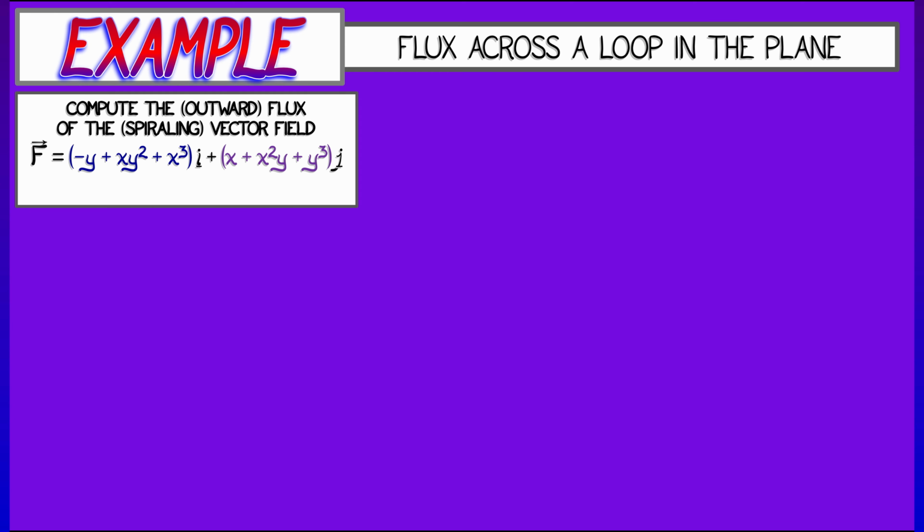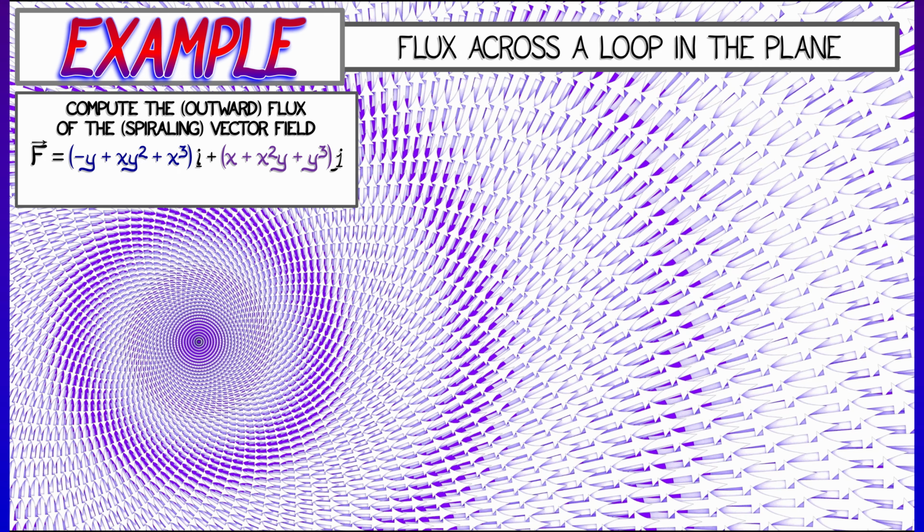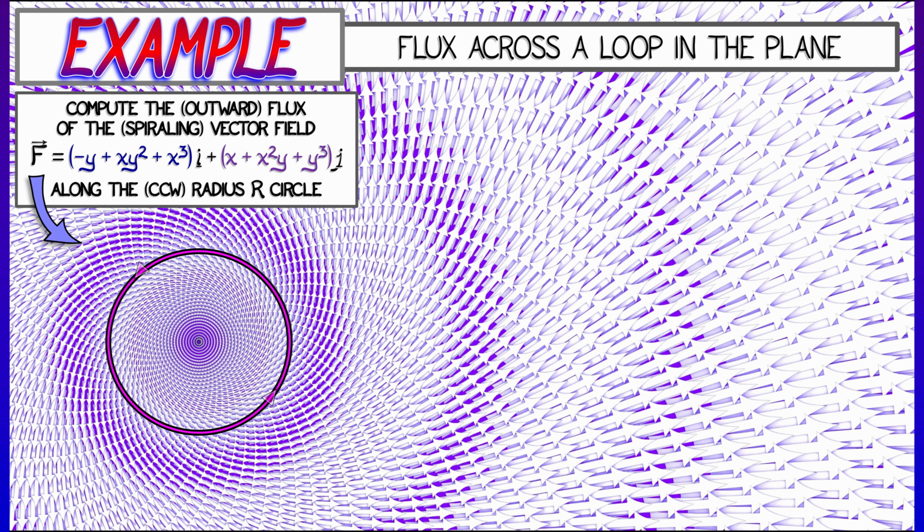Okay, let's look at another example, a somewhat familiar example of a nonlinear spirally vector field. Do you remember this from earlier in the chapter? Minus y plus x y squared plus x cubed i plus x plus x squared y plus y cubed j, that vector field which spirals in a counterclockwise direction. Let's integrate that over that same radius r circle centered at the origin.